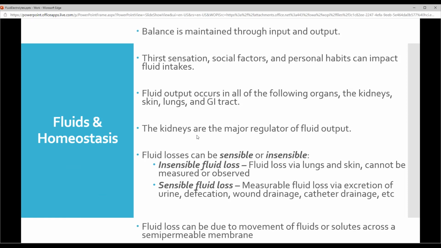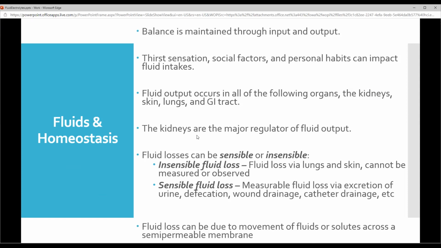Output occurs in your kidneys. We already talked about the small intestines and the large intestine, and how reabsorption of fluid and electrolytes takes place in the GI tract. The lungs also play a part in fluids, and I'll talk about that in a second. And same with skin. Without our skin, everything would just leak out and fall out all over the place, right? Obviously the kidneys are going to be the main regulator when it comes to fluid balance.